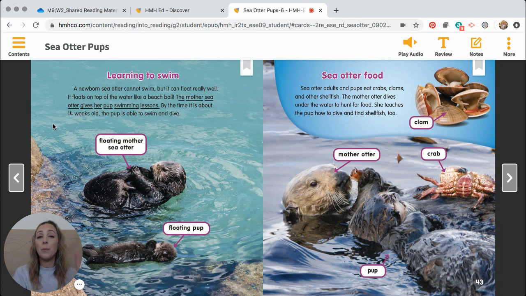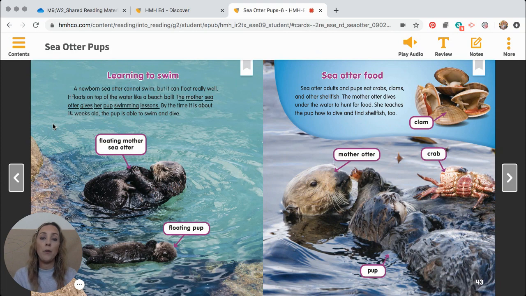So we read 3 examples of how sea otters help their young, right? They keep them warm by placing them on their chest. They feed them milk when they're a newborn, and they also teach them how to swim. 3 examples of how the mother sea otter helps her pup. All right, let's keep reading.